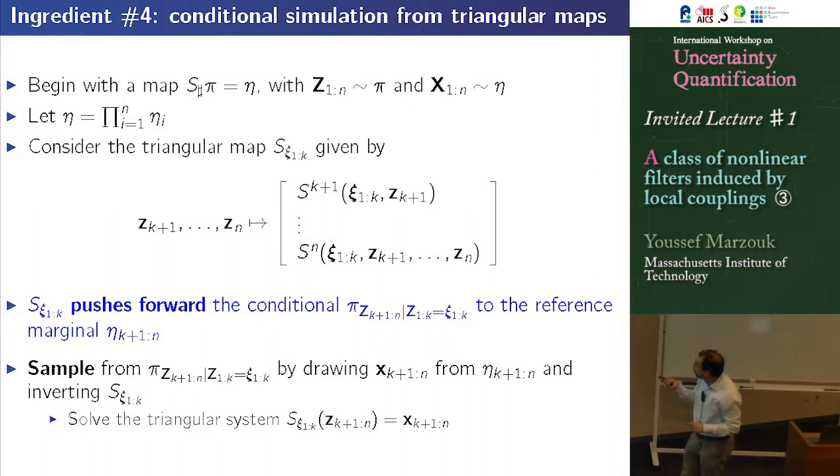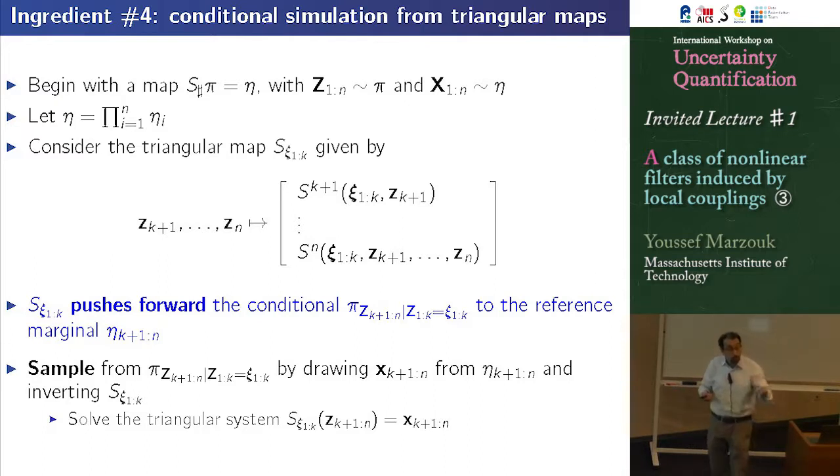And what that means is, if I want to sample from this conditional, what do I do? I draw a sample from the reference marginal. So I pick a Gaussian, fix that Gaussian, and then solve for zk plus 1. Fix that, solve for zk plus 2, and so on and so forth. So essentially back substitution. This lets me do conditional simulation by just doing a bunch of one-dimensional root findings, essentially solving this triangular system.